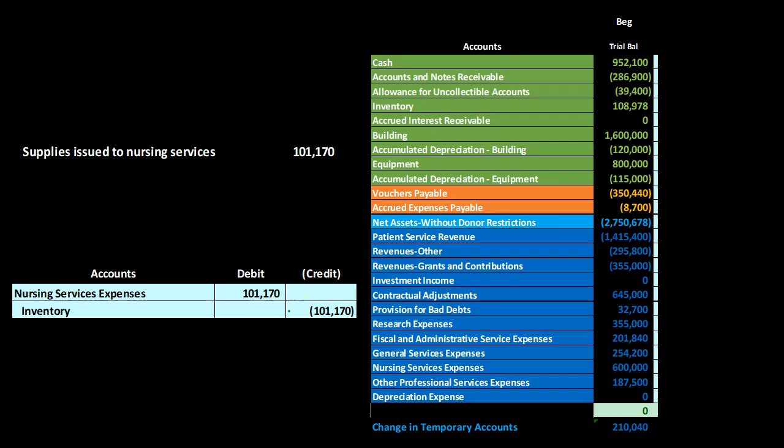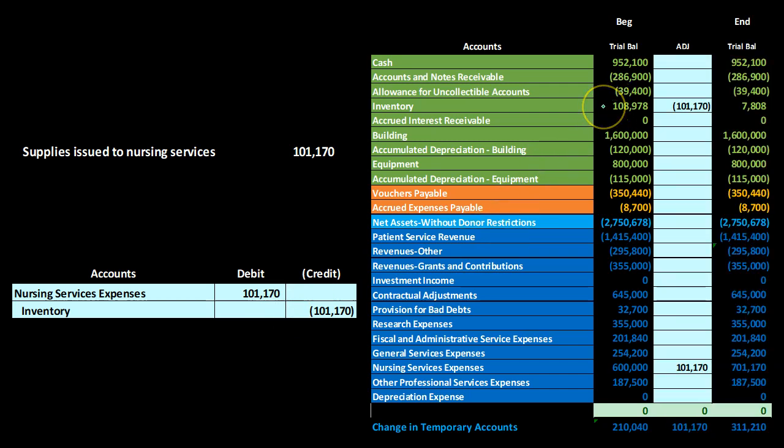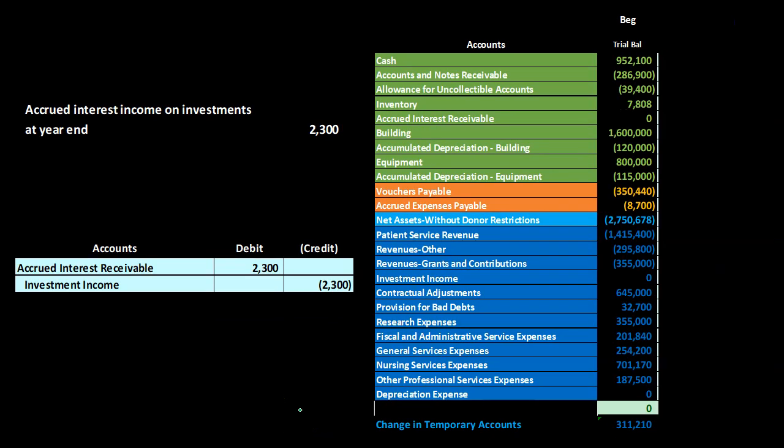If we record this out, then we're going to have the supplies at the 108,978. We will then be crediting the supplies. That's going to be this one, bringing it down to 7,808. Then we have the nursing service expenses. It has a debit balance. We will be debiting it, and that will be increasing it in the debit direction. That would bring down what would be the net income type number. However, here we have a loss. So it started at the 210.40, and then it went down further in the hole to the loss of 311,210.